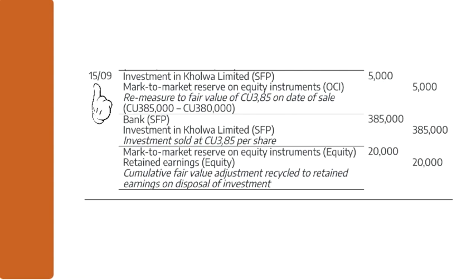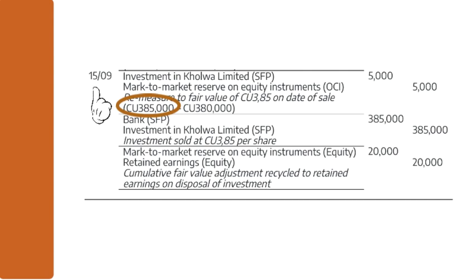This is so that you don't show a profit or loss on sale of an investment that should be at fair value. Now, if your investment should be at fair value and you sell at fair value, how can you make a profit or loss on sale? So we first have to do a fair value adjustment. They told us that the fair value on this date was R3.85 per share. So we need to adjust our current balance, whatever it is, upwards or downwards to get the investment at 385,000 because we have 100,000 shares.